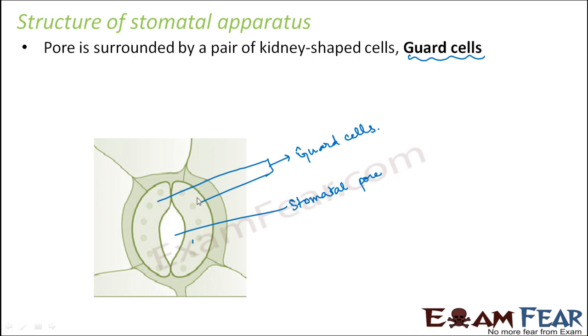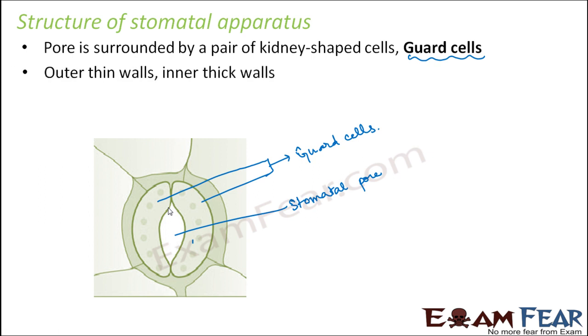So basically these two guard cells control the opening and the closing of the stomata. When they move, they move in such a way that the hole increases. Again, sometimes they come so close to each other that the hole decreases. So basically the guard cells control the opening and the closing of the stomata. Now how do they do that? That also we will discuss very soon.